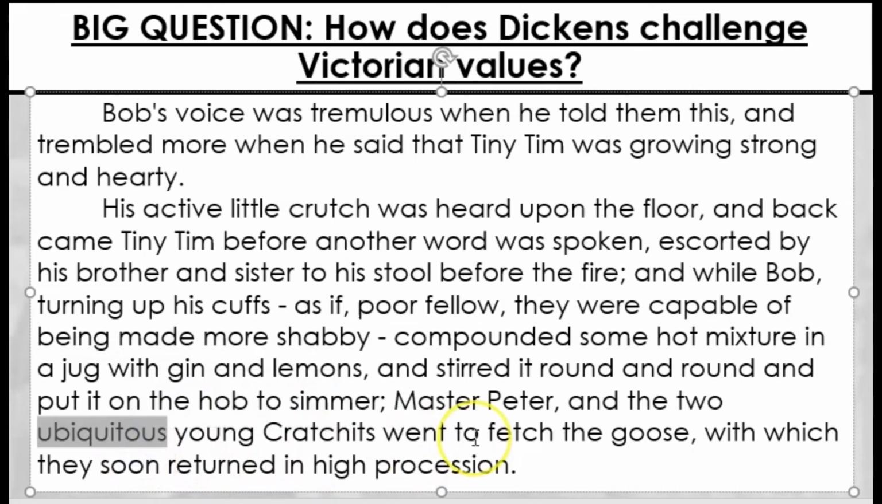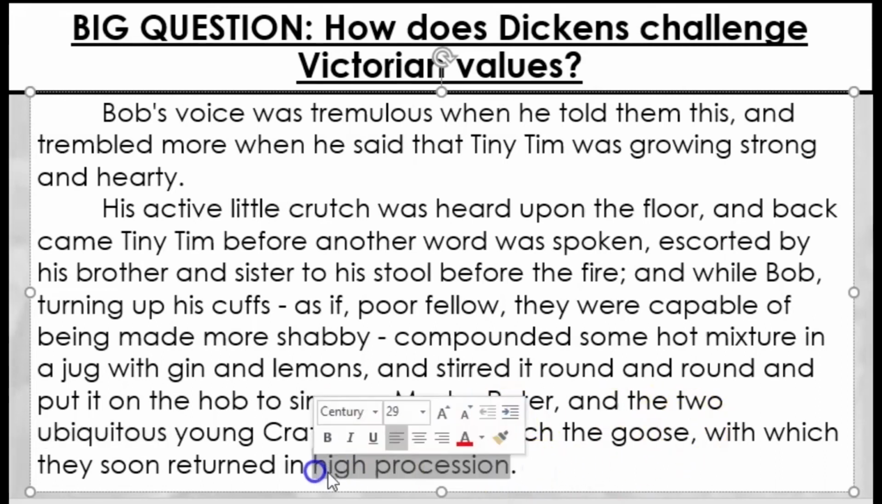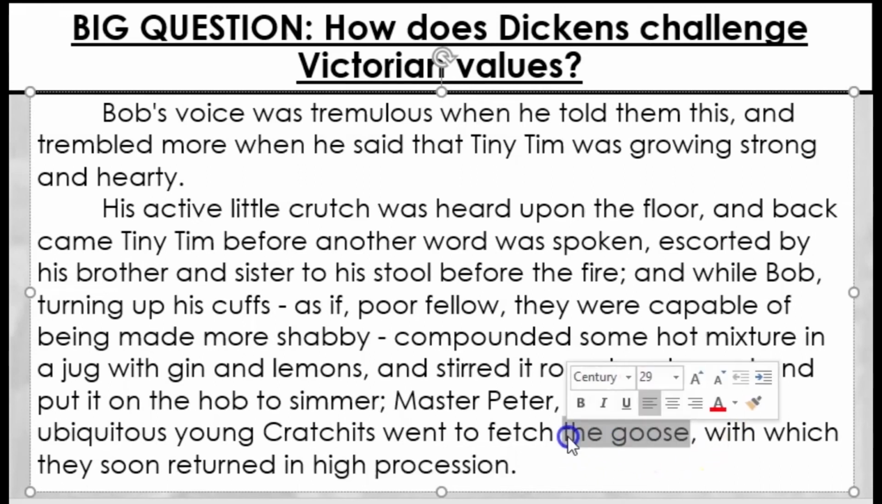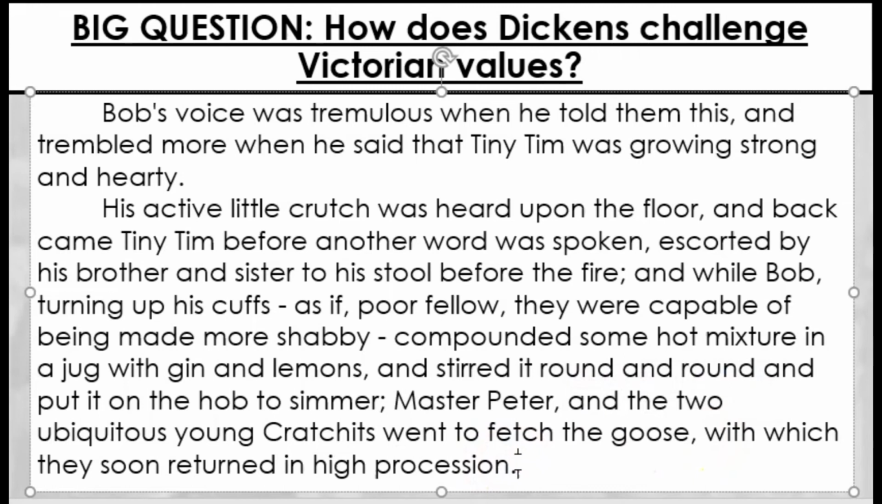This word ubiquitous means occurring everywhere, being seen everywhere. So it's again the idea of the two younger Cratchits racing around the house and being everywhere all at once because they're so excited by Christmas. When they go to get the goose to bring it in for the dinner, they almost come in some kind of parade, this high procession. It's almost like religious overtones, as if they're worshipping the goose because it's such an important symbol of Christmas and family. So they're very, very happy to be carrying it to the table.